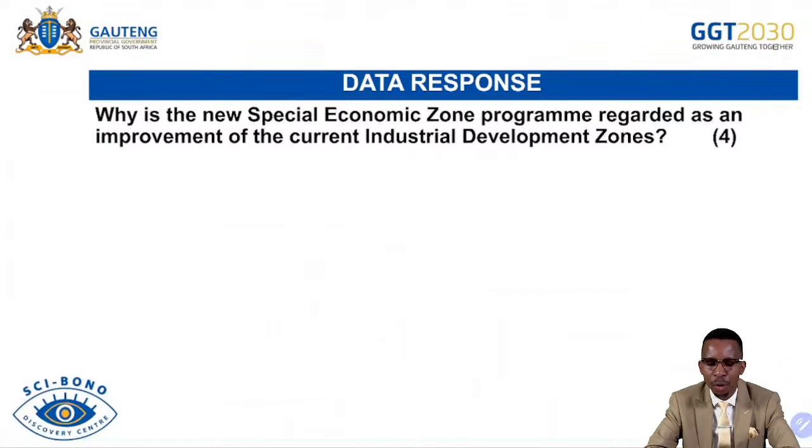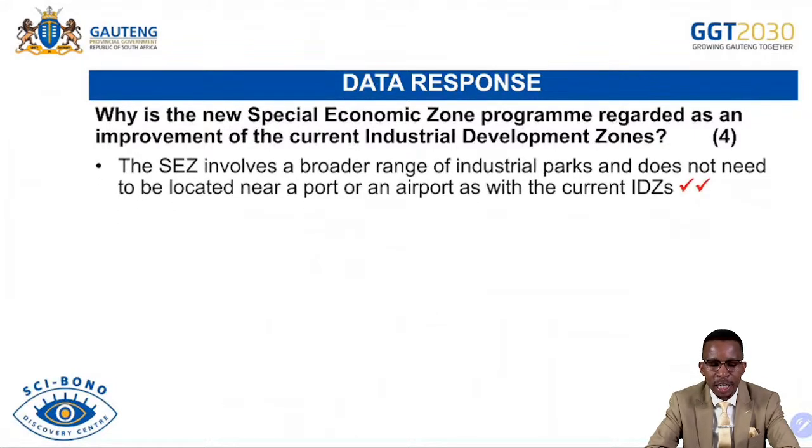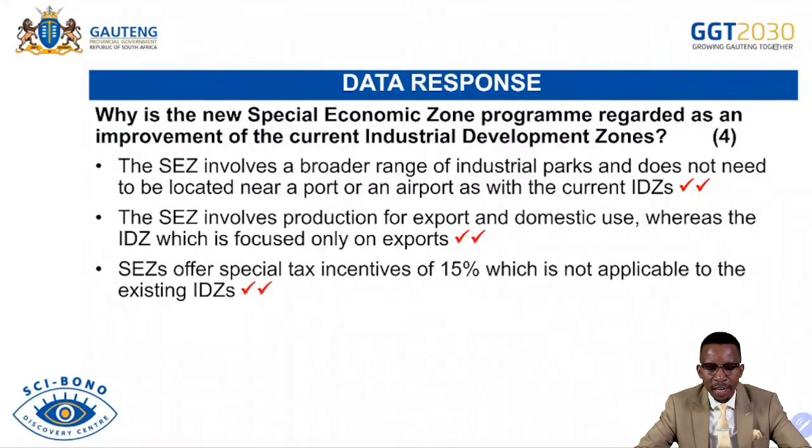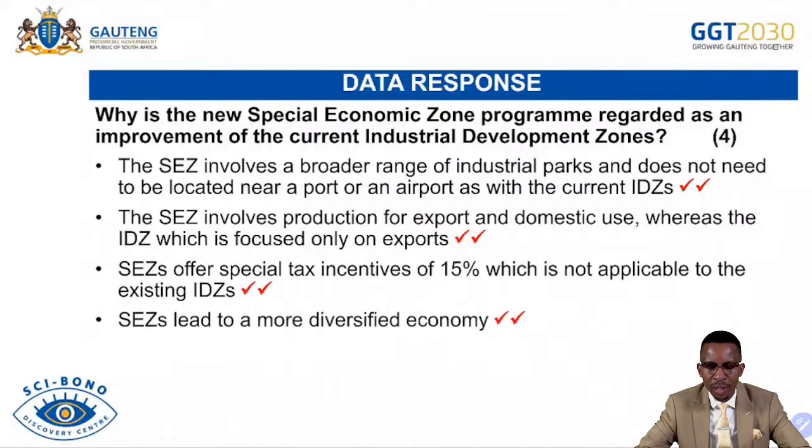Why is the new Special Economic Zone program regarded as an improvement of the current industrial development zone? The SEZ involves a broader range of industrial parks and does not need to be located near a port or airport, as with the current IDZ. The SEZ involves production for export and domestic use, whereas the IDZ focuses mainly on exports. SEZ offers a special tax incentive of 15%, which is not applicable to existing IDZs. That leads to a more diversified economy because it attracts a variety of businesses that will be based mainly locally and also producing for the foreign markets.